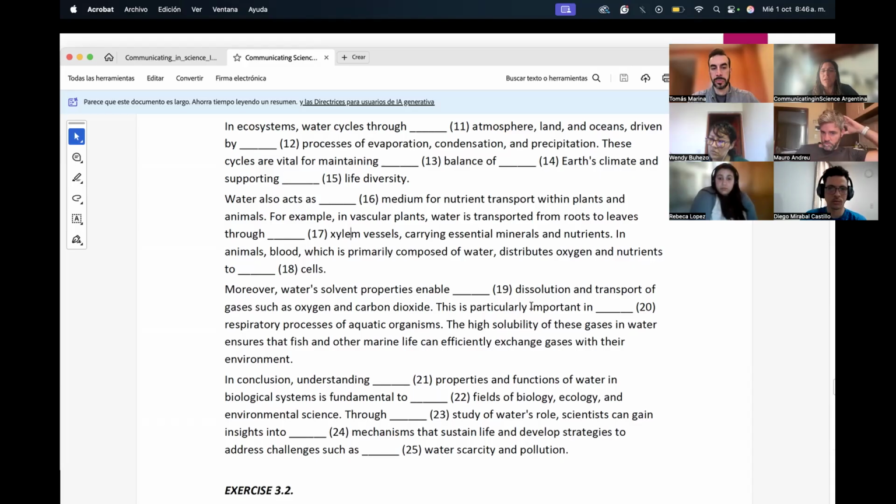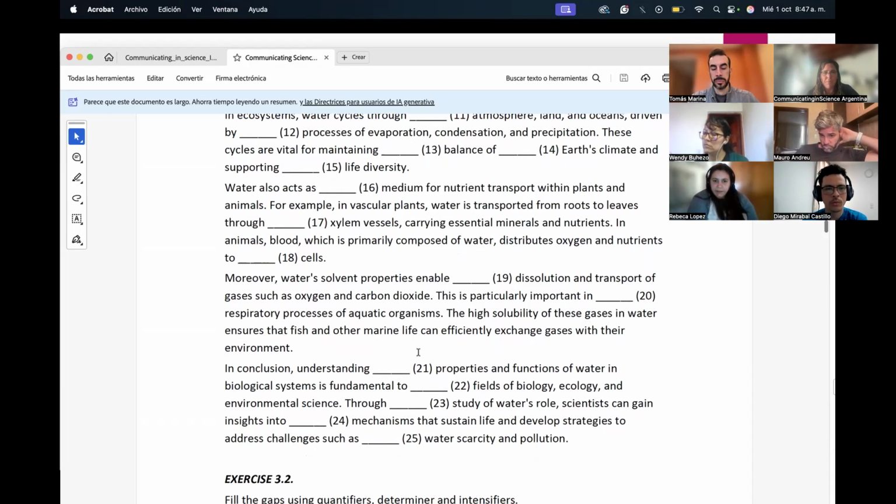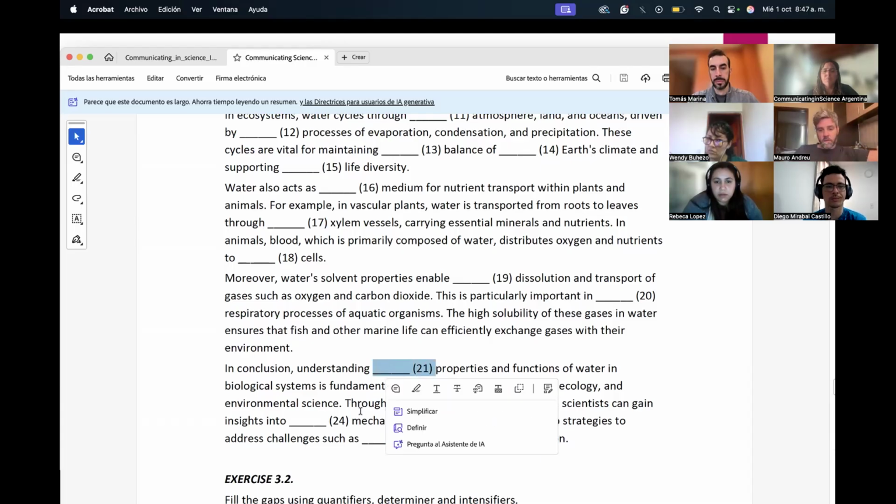This is particularly important in the respiratory process of aquatic organisms. I'm going to skip the rest. In conclusion, understanding. It's not necessary the word there. Here in 21, yes. I will put it.